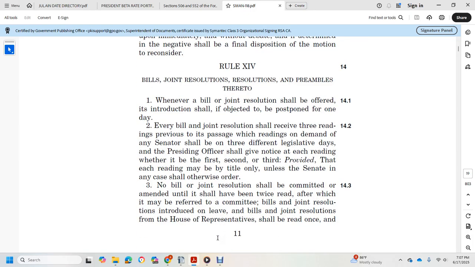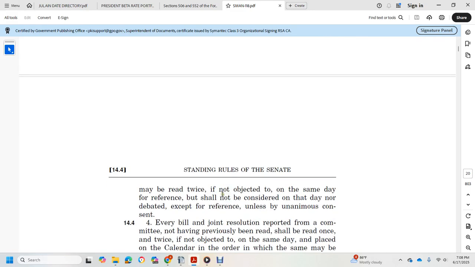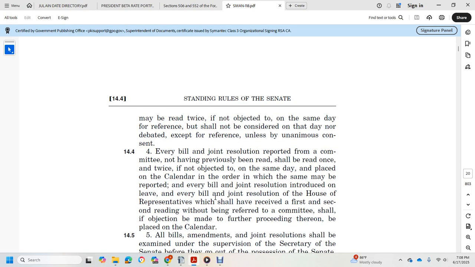No bill or joint resolution shall be committed or amended until it has been twice read, after which it may be referred to committee. Bills and joint resolutions introduced on leave, and bills and joint resolutions from the House of Representatives, shall be read once and may be read twice, if not objected to, on the same day for reference, but shall not be considered on that day nor debated except as to the reference, unless by unanimous consent. Every bill and joint resolution reported from the committee, not having previously been read, shall be read once and twice, if not objected to, on the same day, and placed on the calendar in the order in which the same may be reported.